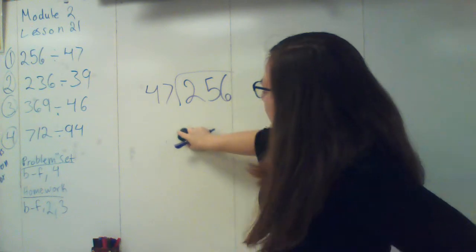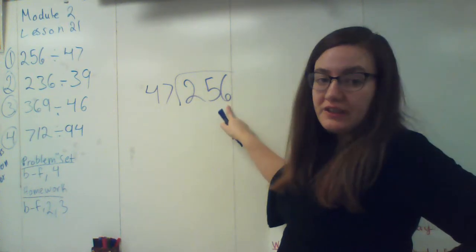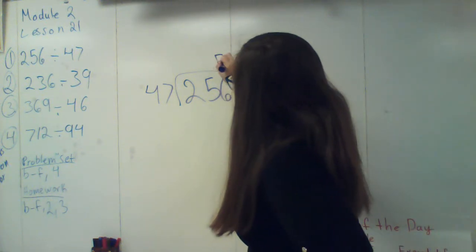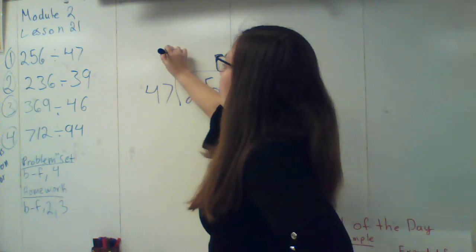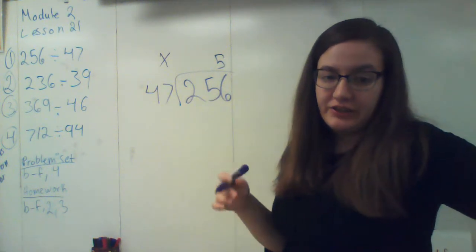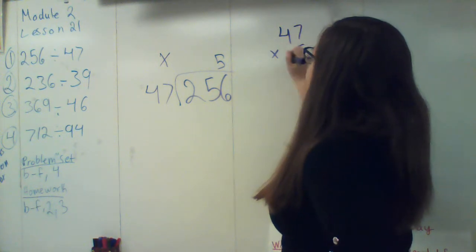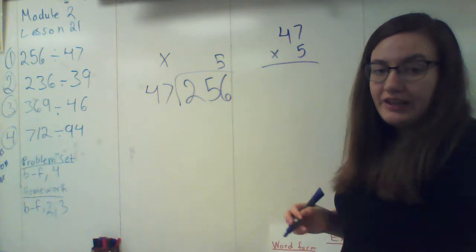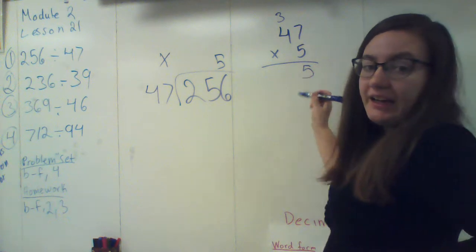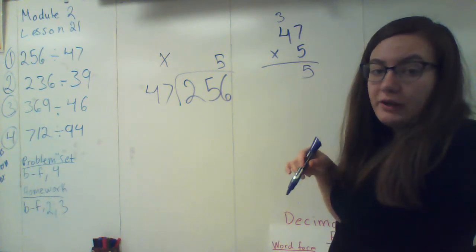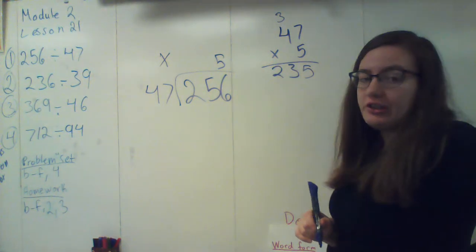So up in the quotient, I'll put 47 goes into 256 5 times. So I'll put a 5 up there. And now I have to figure out what 47 times 5 is. Remember, you can put that multiplication symbol there to remind you that you need to multiply. So I'm going to do 47 times 5 off to the side as a standard algorithm just to help me figure out what that is. 7 times 5 is 35. And then 4 times 5 is 20, and 20 plus 3 is 23. So my answer is 235.